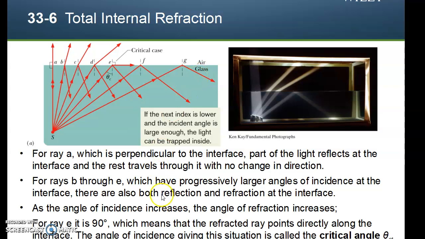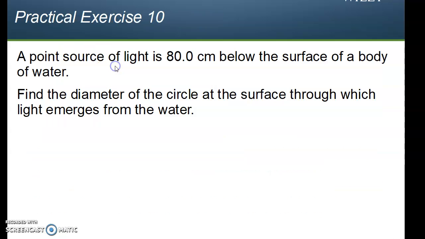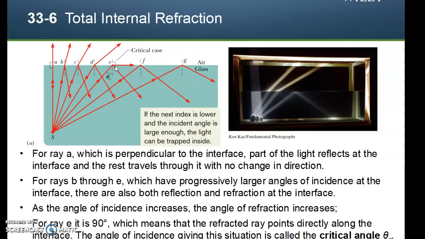So this angle of incidence is called the critical angle. This is the critical angle right here. Any angle larger than that results in total internal reflection. All the light remains inside the glass.